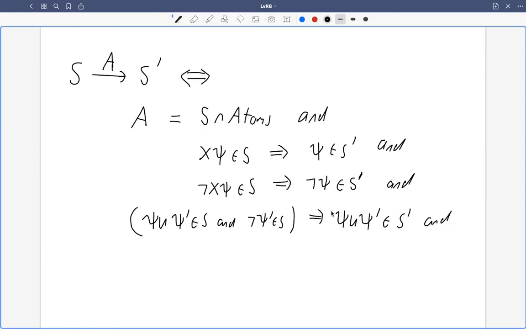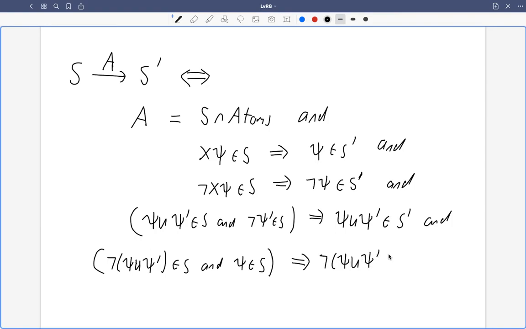And furthermore, if we have the negation of an until, so if instead it's not true that psi until psi prime, if that belongs to S, and if psi belongs to S, then in that case we had better make sure it's not true that psi until psi prime holds at S prime.